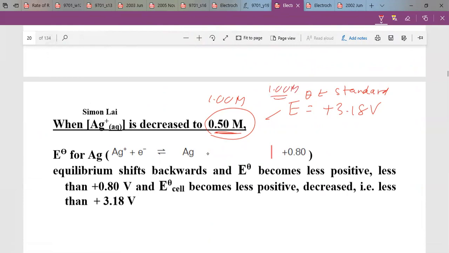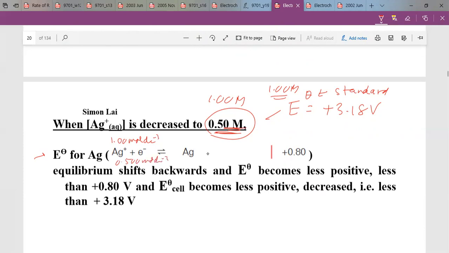But now if I change the silver to 0.5, what will happen? Okay, now we can argue up from this point. They ask you to argue up. Then of course they ask you to calculate using the Nernst equation. So there are two ways of tackling the problem. We take the original one here. For this value, 1.00 mole per dm cube, now it's gone to 0.5, half of it, mole per dm cube.